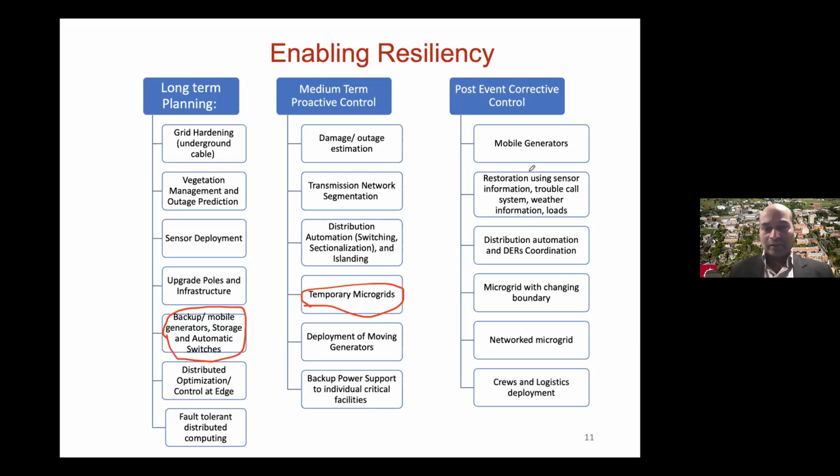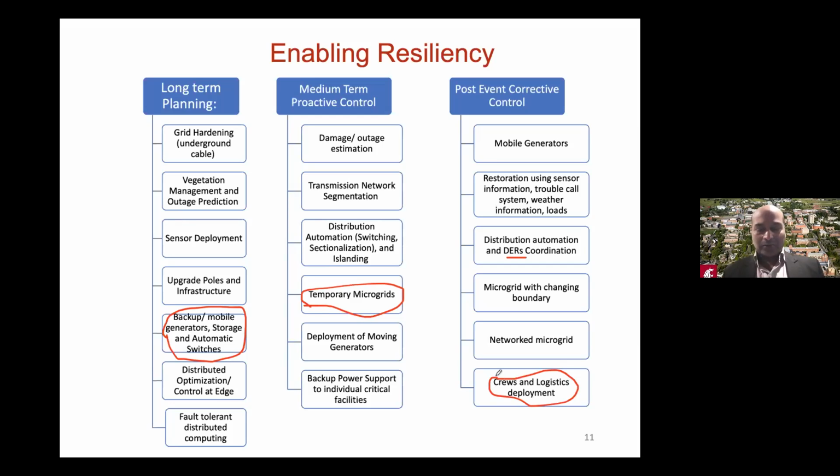In terms of corrective control, again, it is very similar to restoration, the way we do it now, but with a different focus, knowing more about weather information other than your typical trouble calls and smart meter based outage detection. Distribution automation and DR coordination can be utilized in the best possible way with batteries or other inverter-based resources. We can have a microgrid with changing boundaries, a network microgrid. Of course, it is very important how much crew you have and how we manage them to repair things as events are going on. So this is, again, not a complete list, but a good list of what can be done to enable resiliency.